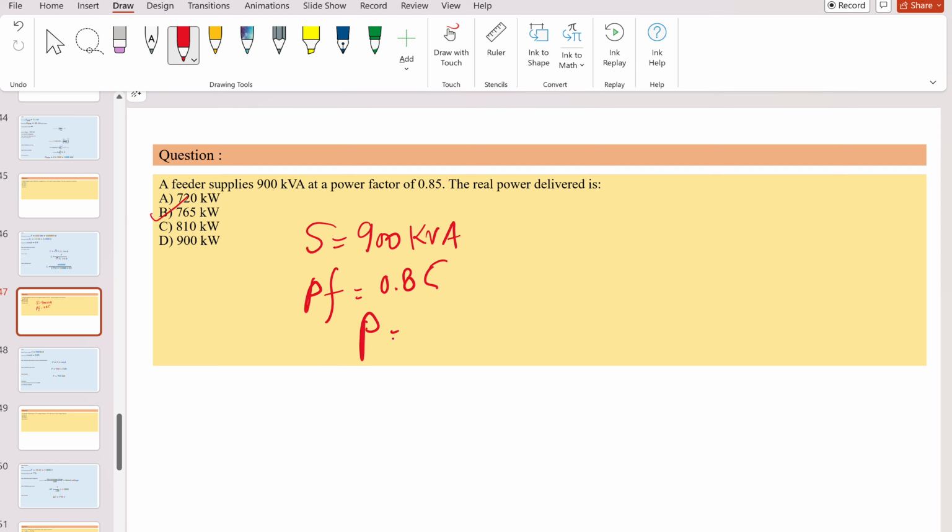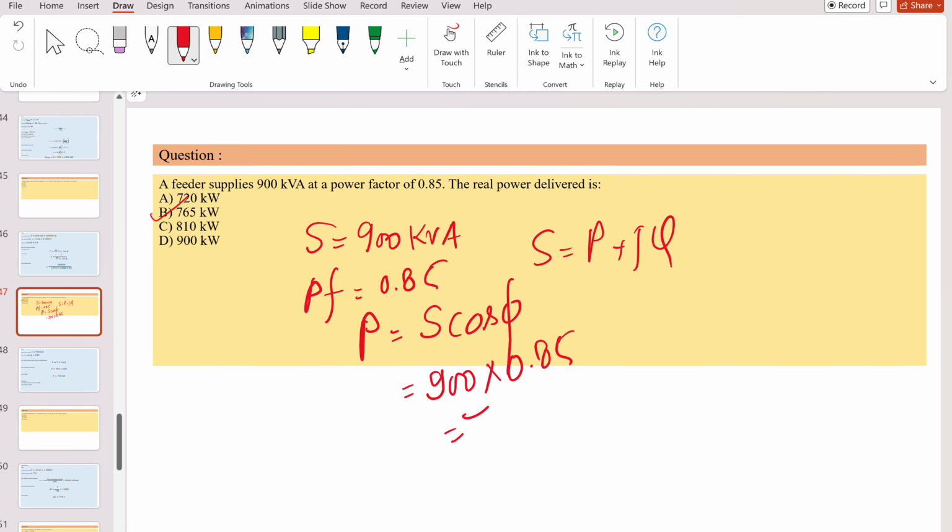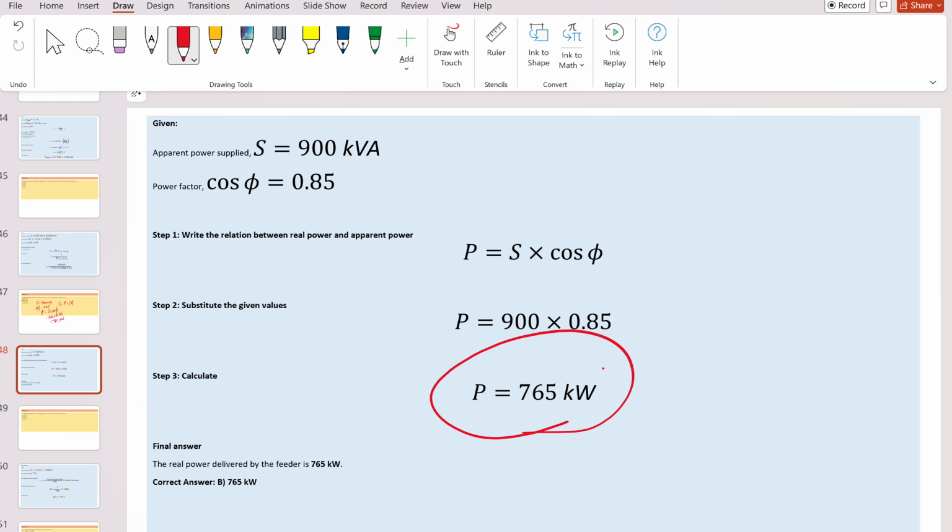You already know power is equal to S cos phi. This is one formula. You already know S is equal to P plus jQ. The S is already given, 900 multiplied by 0.85. It will come out to be 765 kilowatt. Okay, that is correct, 764.